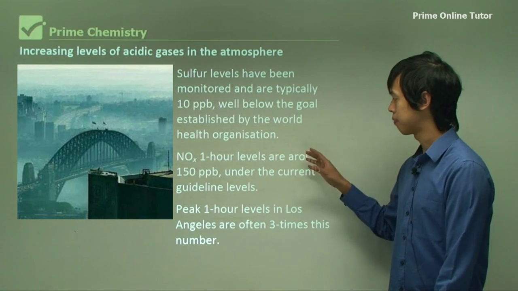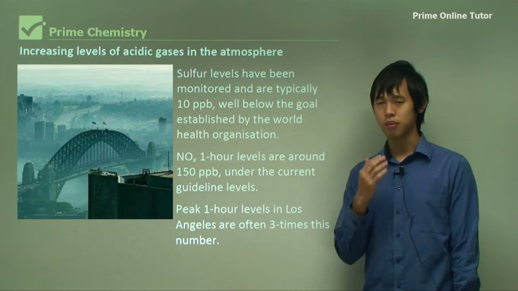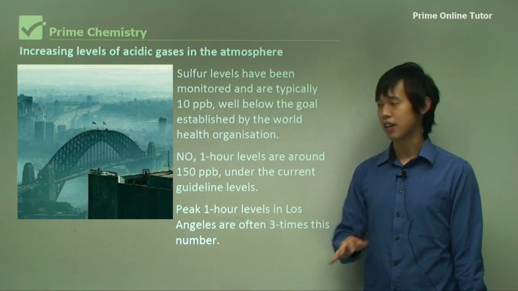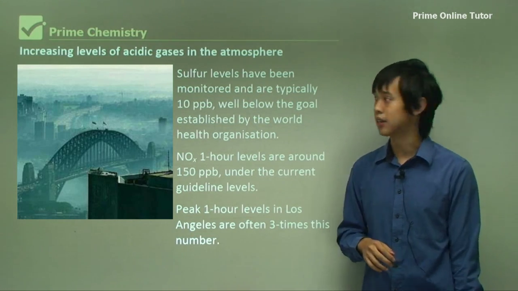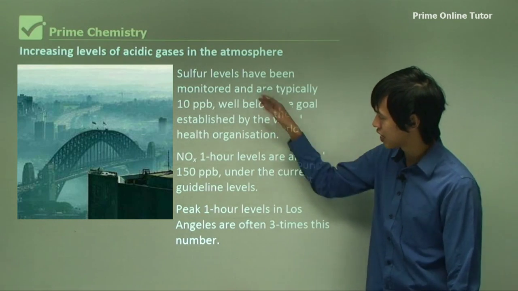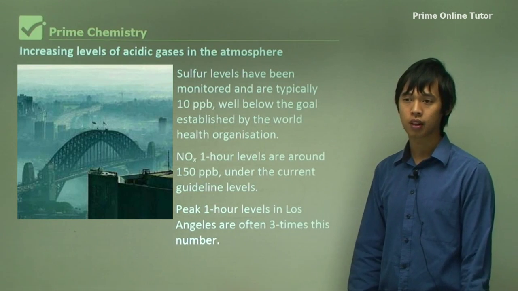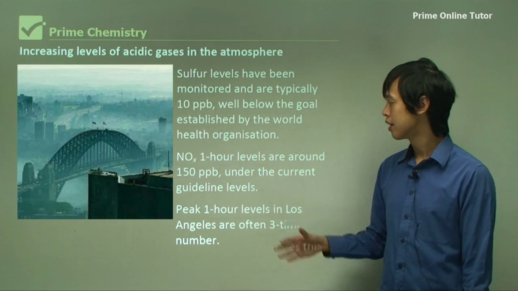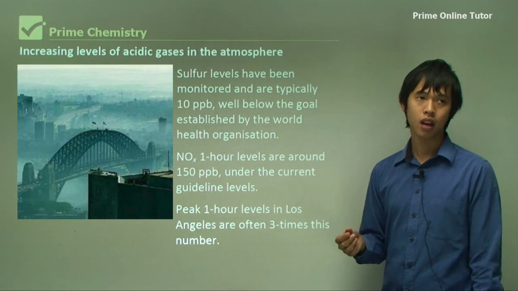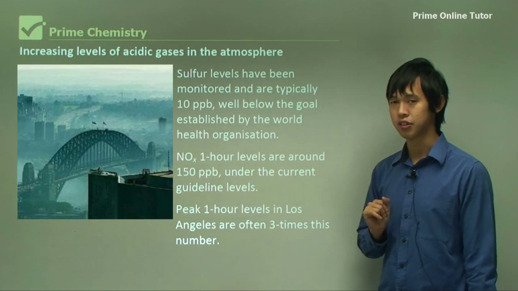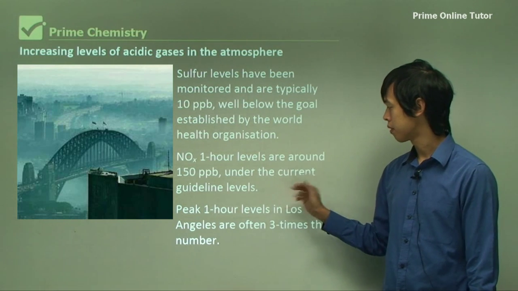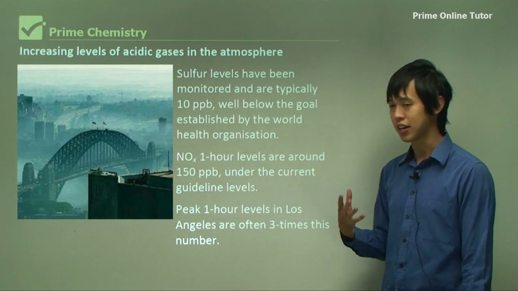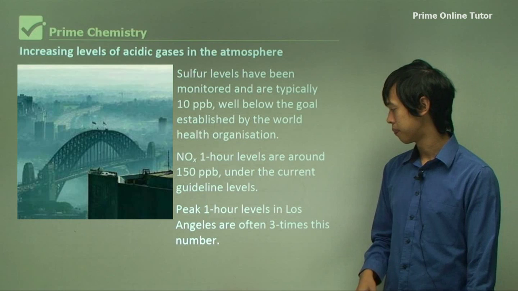Typically when we measure them at hourly intervals, they are around 150 parts per billion, so about 10-15 times higher than the sulfur dioxide. The reason is because nitrogen oxides come out of cars. So cars are a big problem in terms of acidic oxides. We set 150 parts per billion as our guideline level. That's where we want them to be.